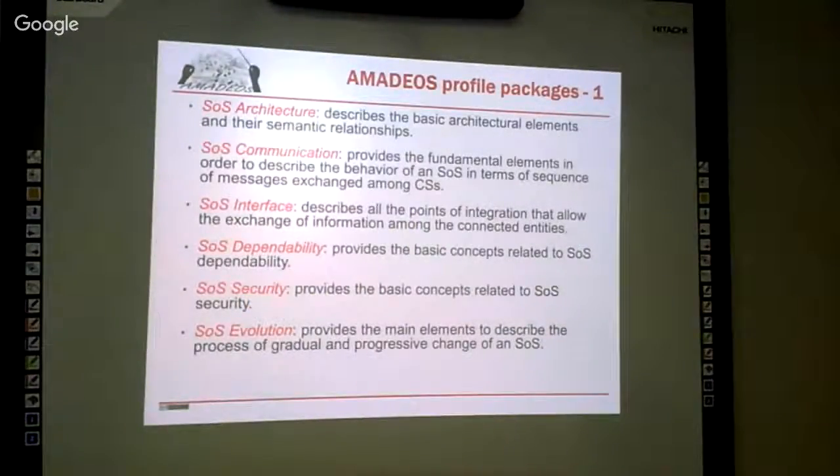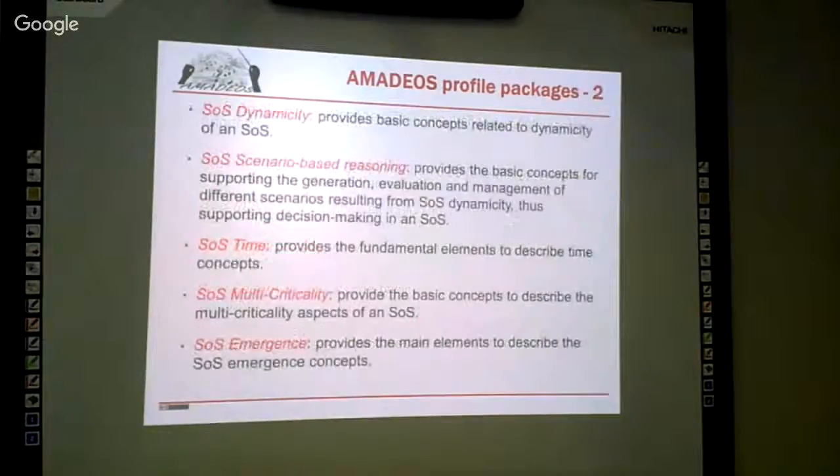The profile is divided into a few packages. There is the SoS Architecture. In this package, we describe the basic architectural elements of a system of systems and their relationship. Then there is the part related to communication, the system of systems interface, which describes all the points of integration for exchanging information among connected entities. Dependability, security, evolution, dynamicity, scenario-based reasoning: the generation, evaluation, and management of different scenarios resulting from the dynamicity, in order to analyze and understand how to proceed further and to make decisions.